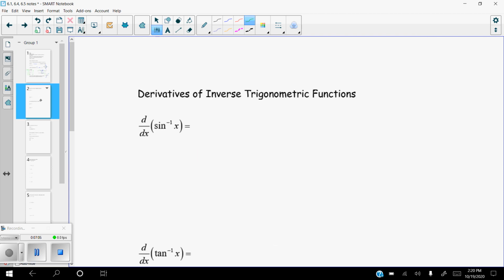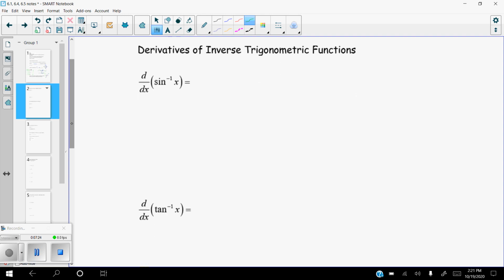All right, so we've got our derivatives of inverse sine and inverse tangent. I don't have anything on here for inverse cosine, secant, cosecant, or cotangent. And the main reason is it's not because they don't exist, it's because they're not tested on the AP test. It's something that we can come back to at some other time if it's necessary. So I'm just going to keep it for inverse sine and inverse tangent for right now.